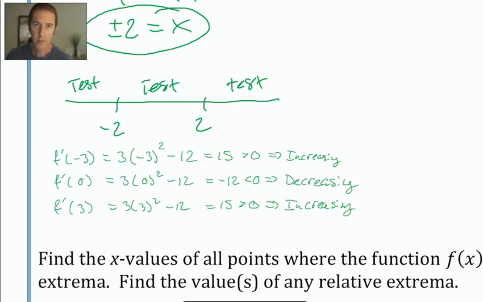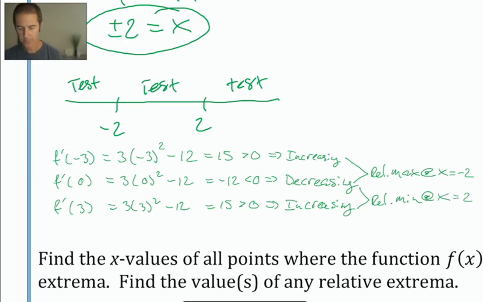When you transition from increasing to decreasing, you're at the top of a little hill, which means there's a relative maximum there. Increasing to decreasing, relative max at x equals -2. When you transition from going downhill to going uphill, you must be at the bottom of a valley, and therefore you have a relative minimum, and this time at x equals +2.